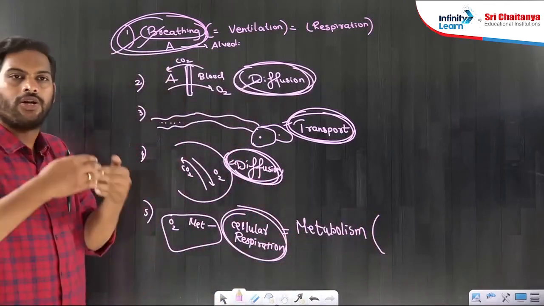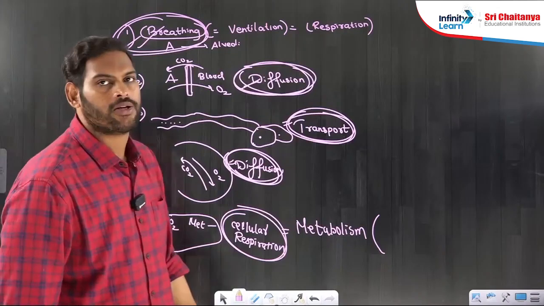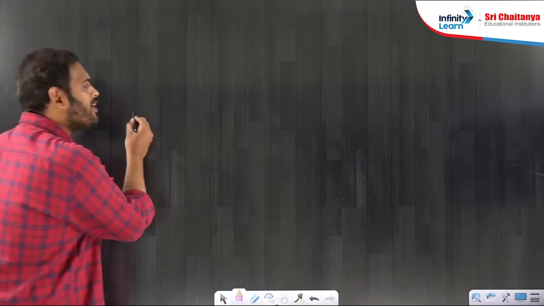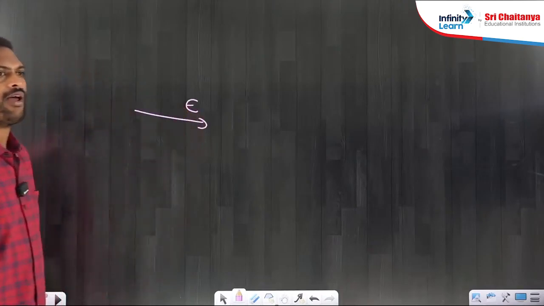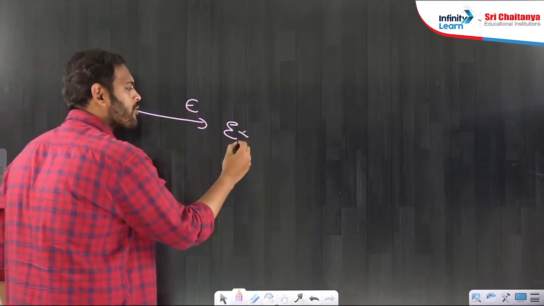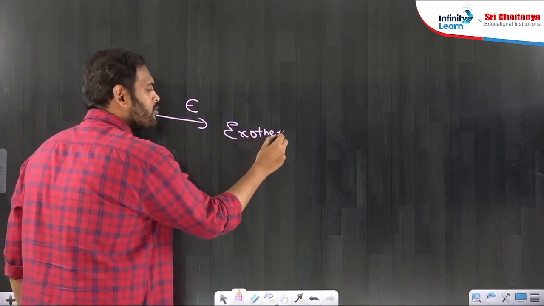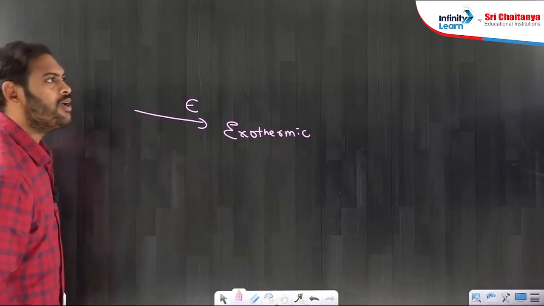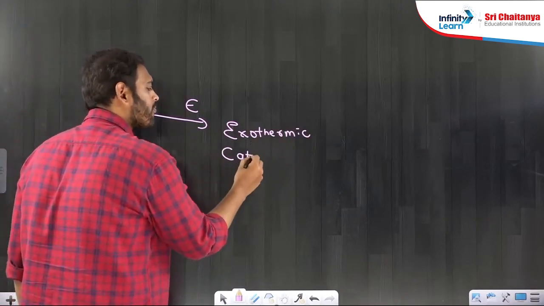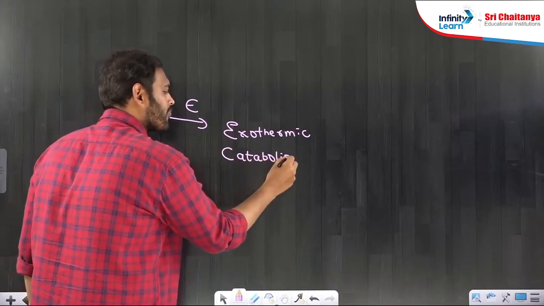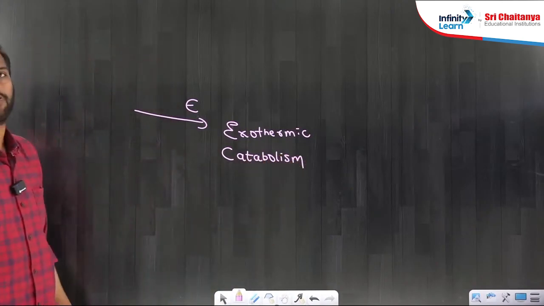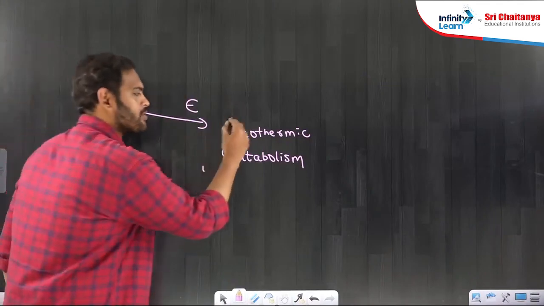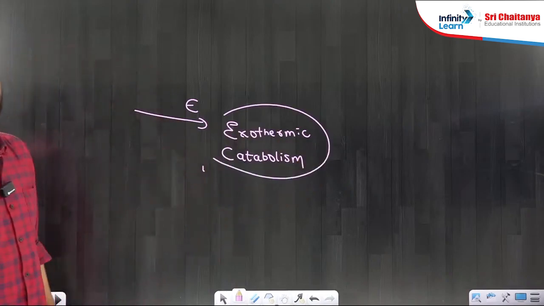If in a chemical reaction you release energy, what kind of chemical reaction is that called? Tell me. It is an exothermic reaction. In chemistry we say exothermic reaction, but in biology, any chemical reaction which gives out energy could be referred to as catabolism. Now my question, respiration is catabolism, respiration is exothermic, correct? Like this. Okay, is this clear?